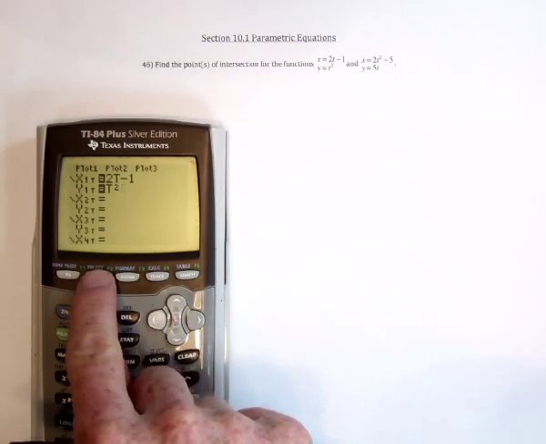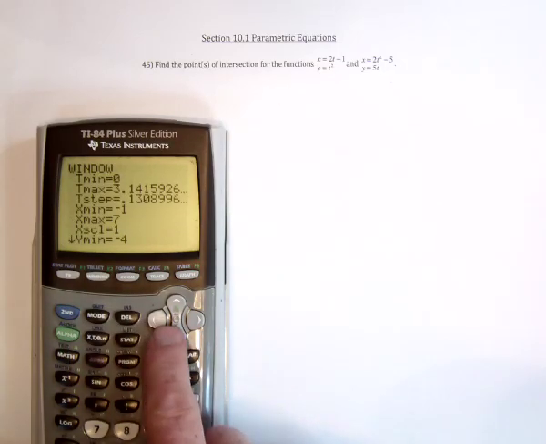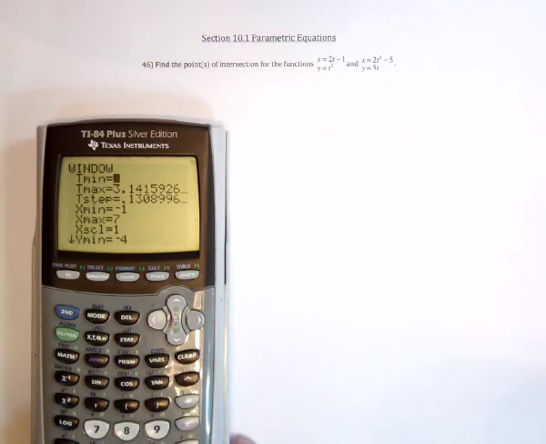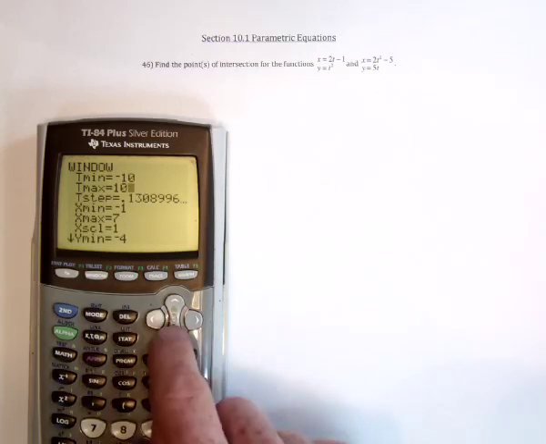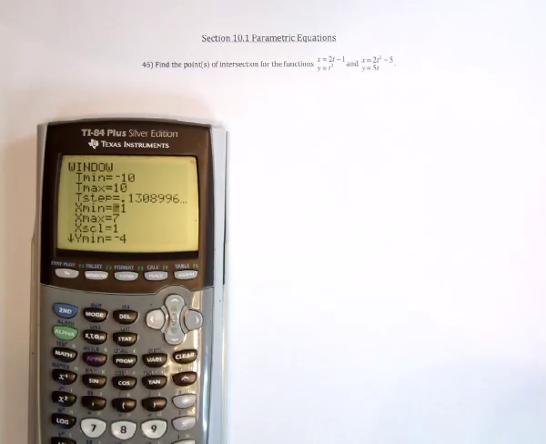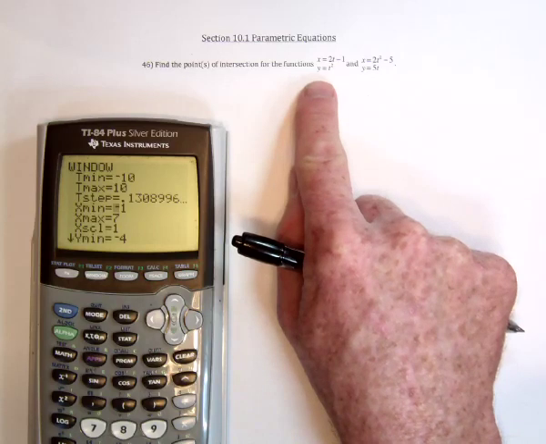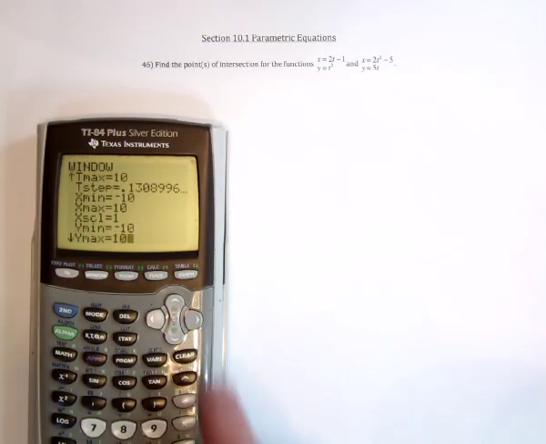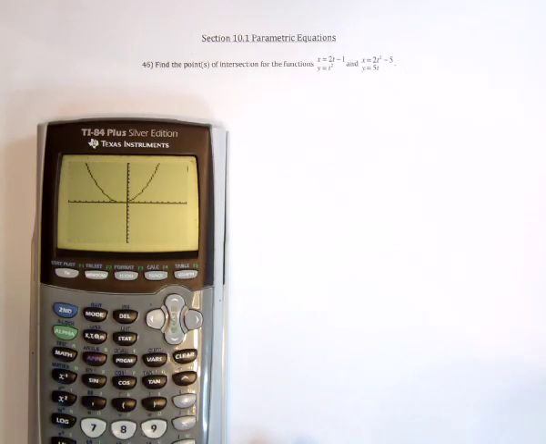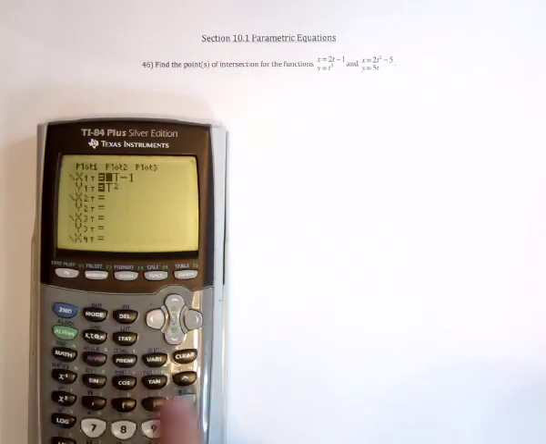And when you go to the window, since t could be positive or negative, I need to change this to say something like t will range from -10 to 10. The x values, well, this right here, since it's squared, is probably a parabola. So perhaps -10 to 10 for x and y is a good idea. Yes, that's a parabola.